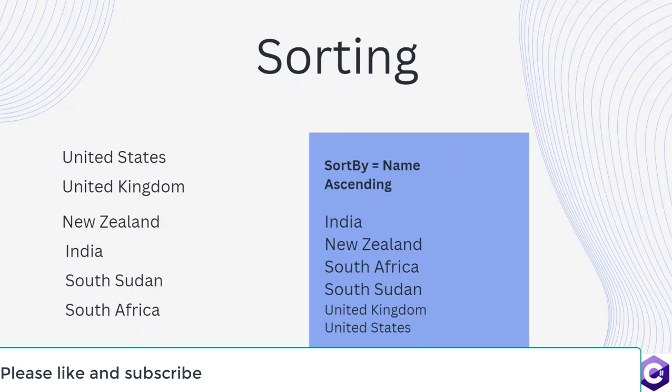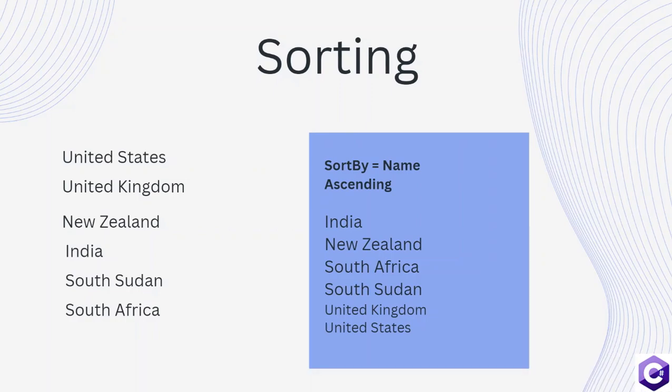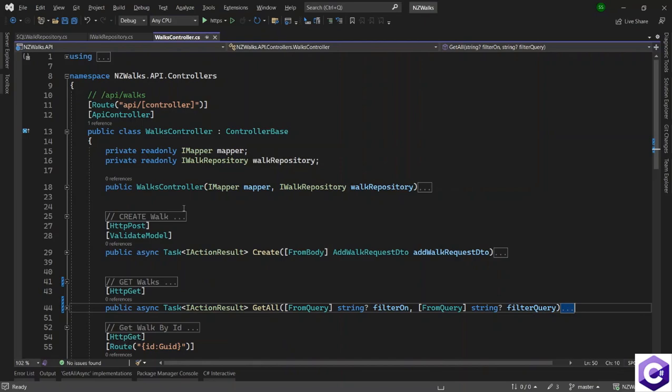And similarly, you can also ask for the sort by name in a descending order, and then in that case United States will be at the top and India would be at the bottom of the results. So now we know how we will sort it. Let's come back to the application and implement sorting.